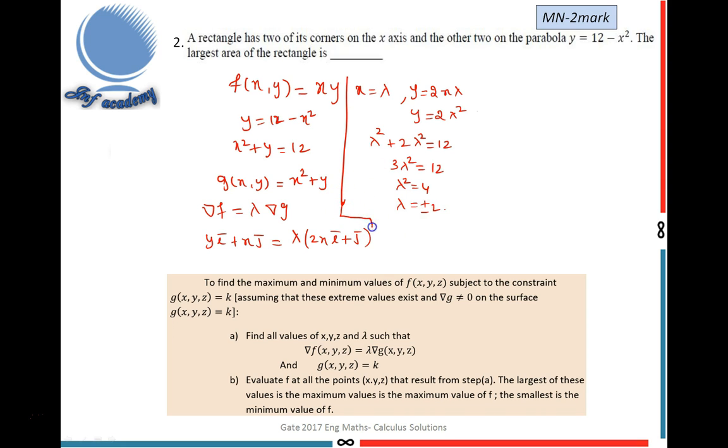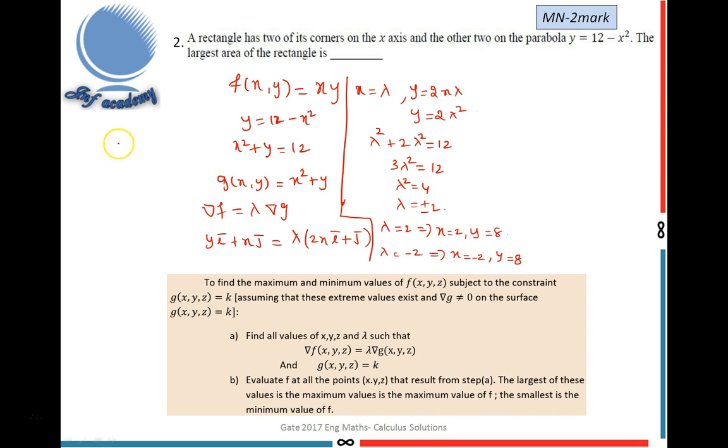First case, lambda equal to 2, I got x equal to 2 and y equal to 8. For lambda equal to minus 2, I got x equal to minus 2, and y also lambda square, so 8. Next, I find the corner points 2 and minus 2.